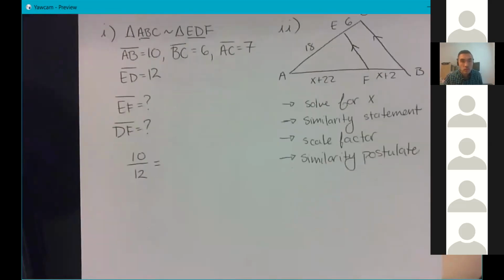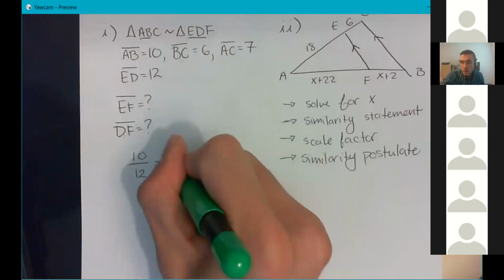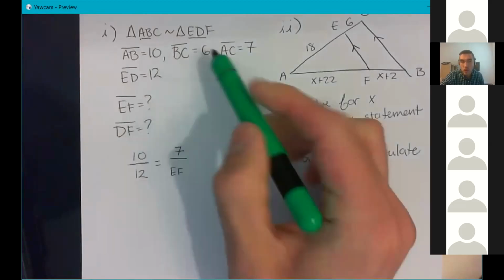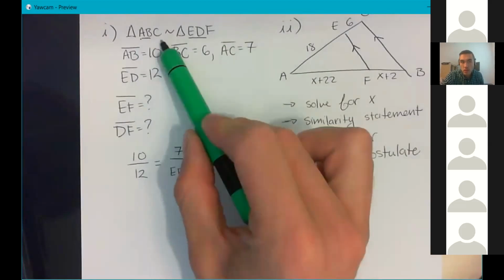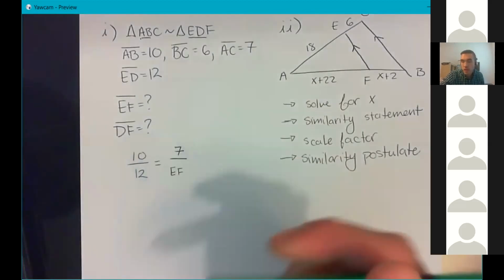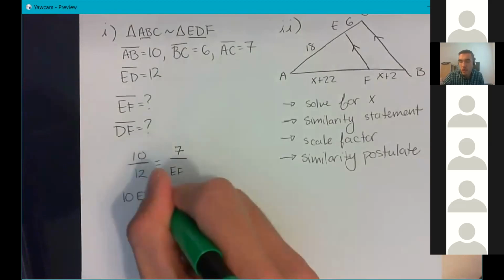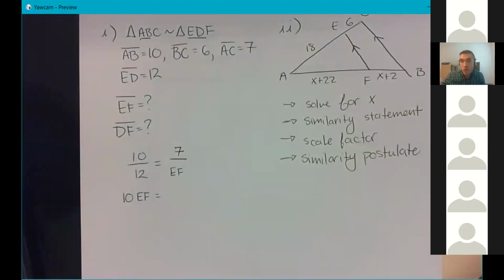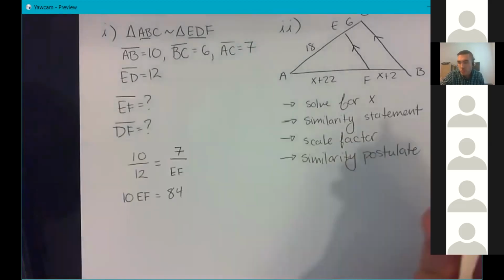It's going to be 7 over EF. Great. And again, EF is the first letter and the last letter. So if we're looking to see what that's similar to, it's going to be the first letter and the last letter. So that's AC, and that's 7 over here. So now I can go ahead and cross multiply. So 10 EF is going to be equal to 7 times 12, which is going to be, I guess, 70 plus 84. 84. Yeah. And then I can divide both sides by 10.